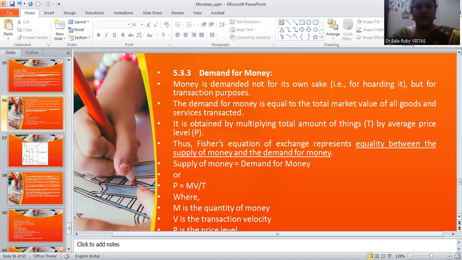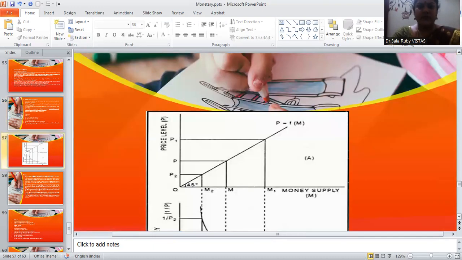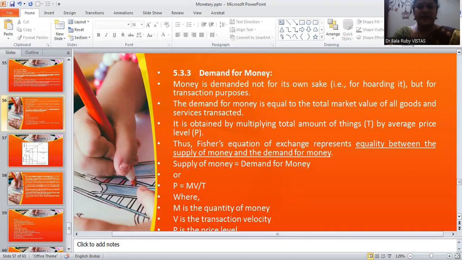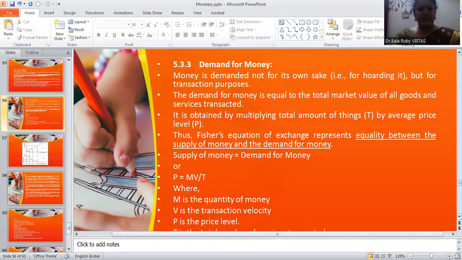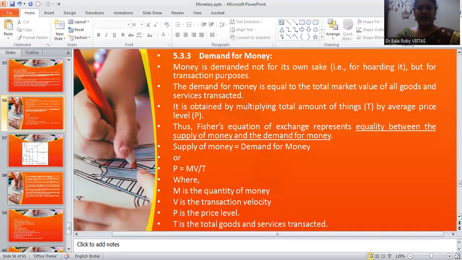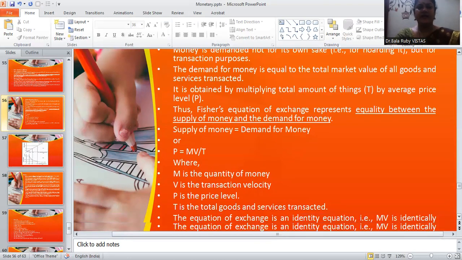So that all of you are following this class. So supply of money is equal to demand for money. Now, MV is equal to PT. This is the formula. We can write it like this also. P is equal to MV divided by T. So here, M is the quantity of money, V is the velocity of money, P is the price level, and T is the total goods and services transacted. Right?